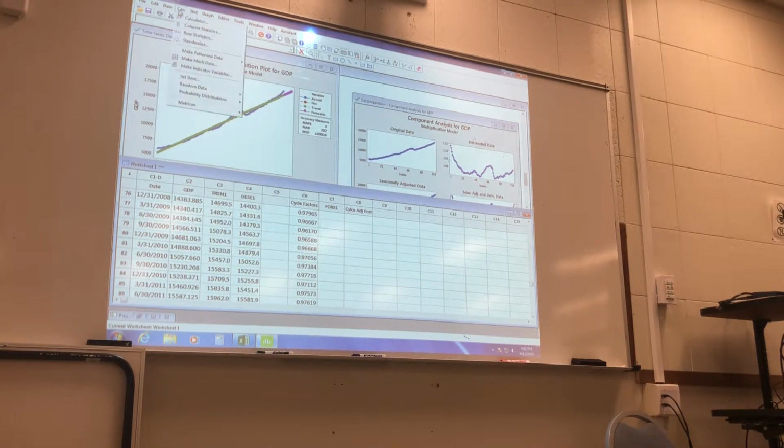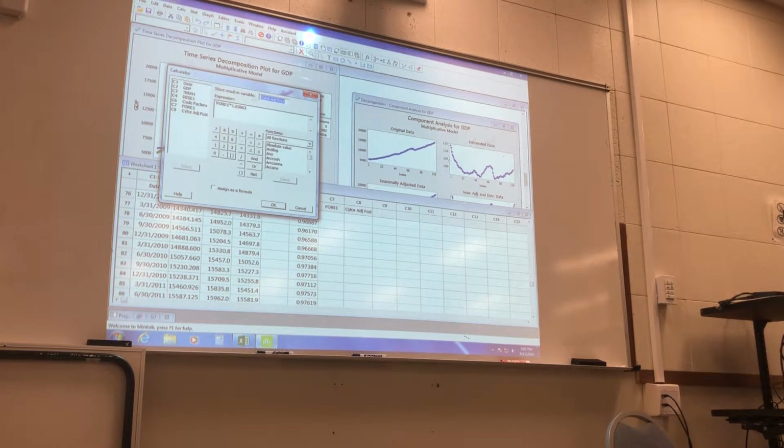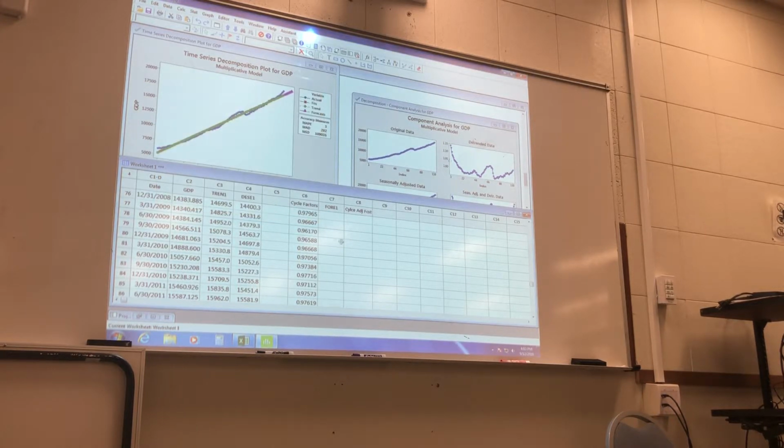Go up to calculator, and we're going to put this in the cycle adjusted forecast column. Multiply the forecast we got from decomposition times the cycle factor. See it? So what I'm doing is adjusting the forecast up by about 3.863%. And we get the cycle adjusted forecast, which is right over here under this column.